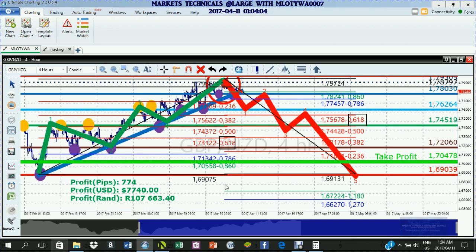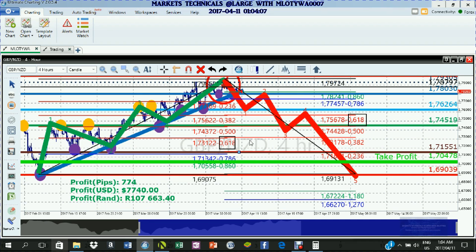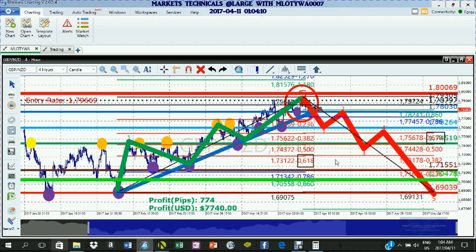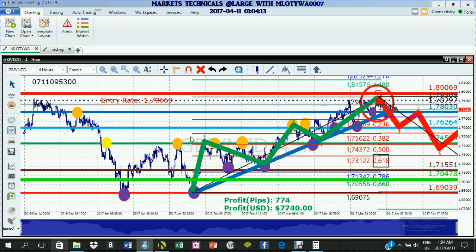So guys, this is the signal. The signal is to sell the Great British Pound against the rand. Go short. Okay, you go short, guys, and make profits, a lot of it. You can see that from this.